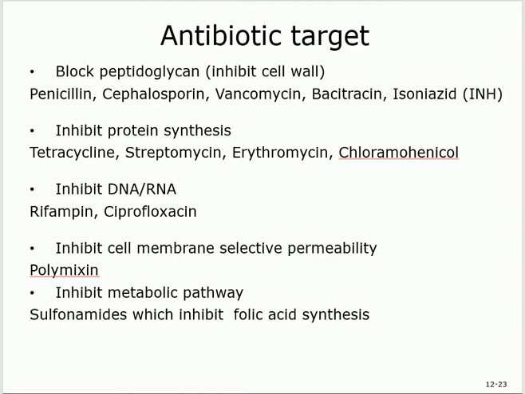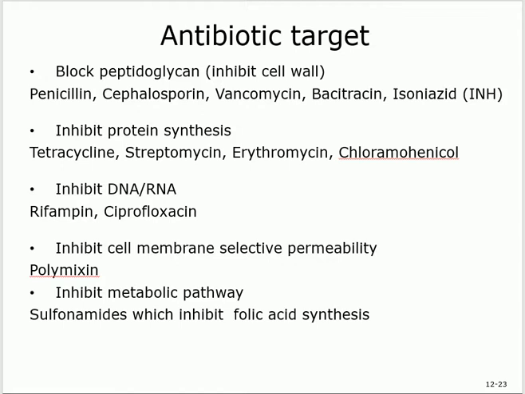Okay. Next, rifampicin and ciprofloxacin. They inhibit DNA and RNA. So where do they work? Genetic material. They work on genetic material, DNA or RNA. What do they exactly inhibit? Anything related to those. Transcription, translation, replication, whatever it is.